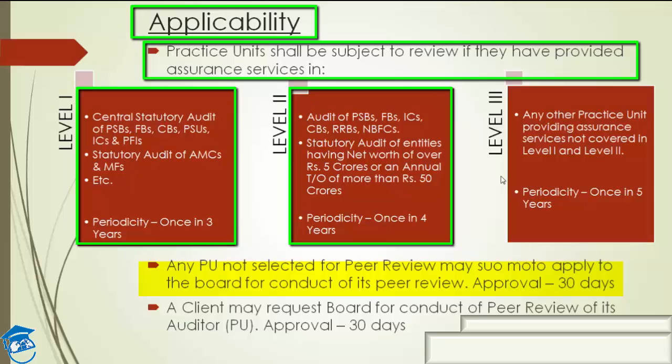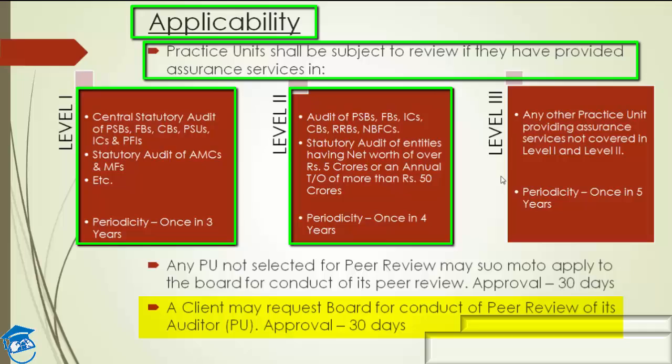So, apart from this, the client may request. Let's suppose you're working for a client and the client himself basically wants that you should get your peer review done. The client may request the board in that particular case for the conduct of the peer review of its auditor, that is the practice unit. The board shall act upon the same within 30 days from the date of receipt of such request. So that's going to happen. So this is the particular kind of applicability that's going to happen in 3 different levels. You just need to check out in which category you fall.